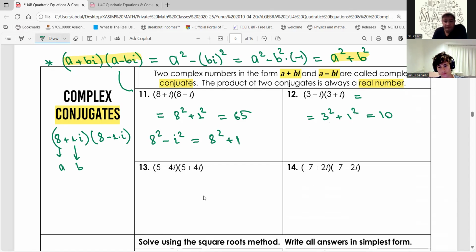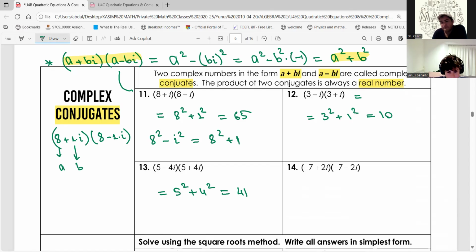Okay. So how about 13? A minus bi, a plus bi. I can recognize here that 5 minus 4i and 5 plus 4i are complex conjugates of each other, right? So that's equal to 5 squared plus 4 squared. If you do not prove this formula yourself, you may not feel it. You actually approach the problem suspiciously every time. So 5 squared is 25, plus 16, that's equal to 41.